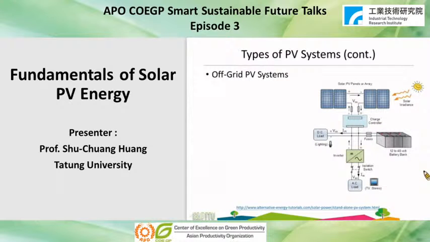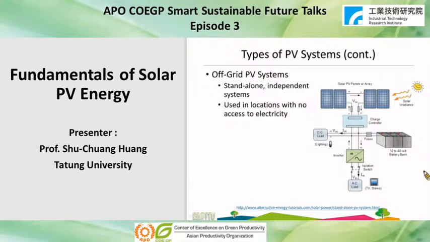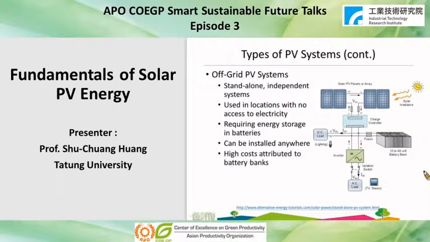The other type is called off-grid PV systems, which sometimes we call standalone or an independent system. So typically it will be installed in a location with no access to electricity. And it requires energy stored in batteries. So it can be installed anywhere, but the cost, of course, for battery banks will be higher for the initial investment.